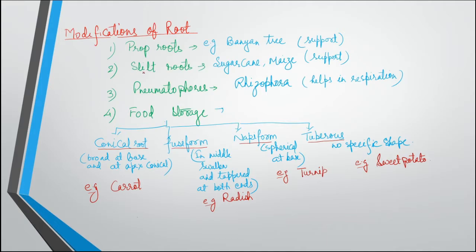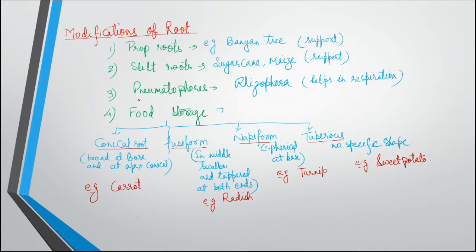The second one is the stilt root. For example, it appears in sugar cane, maize, etc. They arise from the nodes of the plant and grow in size and fix themselves in the soil and help in giving support to the plant.